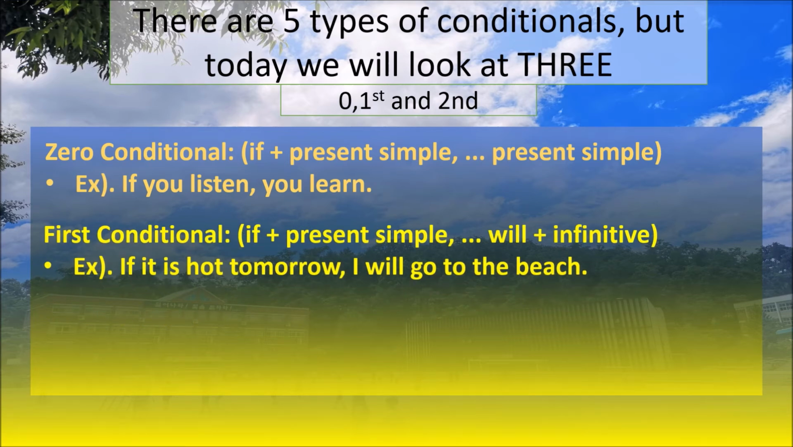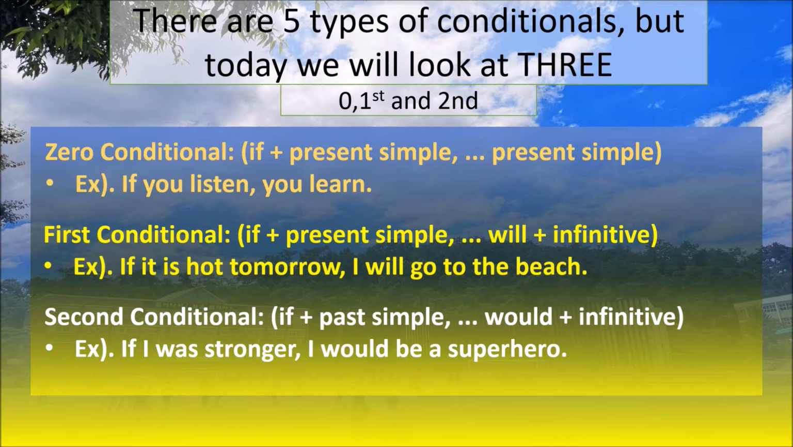The first conditional is if plus present simple plus will, because it's something that will happen in the future, and the infinitive form of the verb. So, for example, if it is hot, I will go to the beach. The second conditional is if plus past simple form of the verb, would, because it's a hypothetical, plus infinitive. So, example, if I was stronger, I'd be a superhero. You're going to see more of that a little bit later.